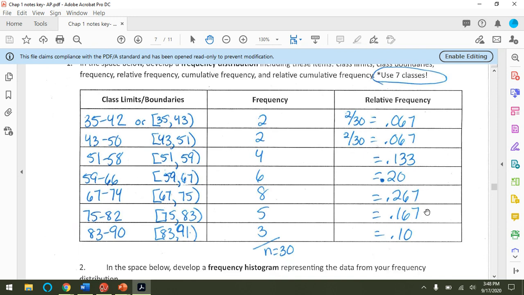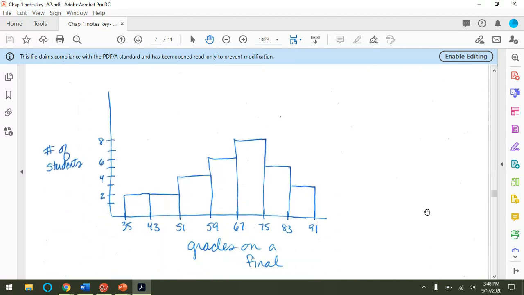If you're asked to graph it, I developed my graph down here. On my dependent axis, I have my number of students. On my independent axis, I have my grades on a final, right? So I'm labeling this my frequency. This is my scenario, the variable that was being counted.